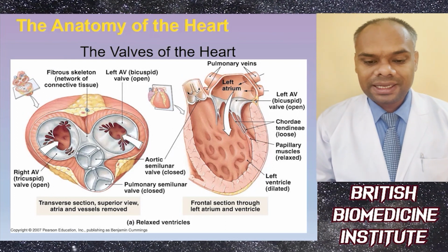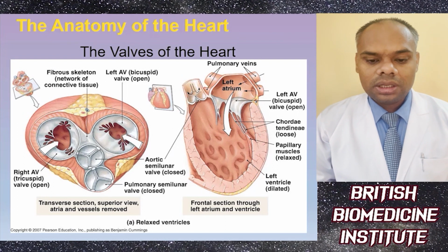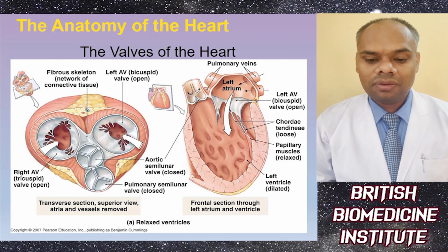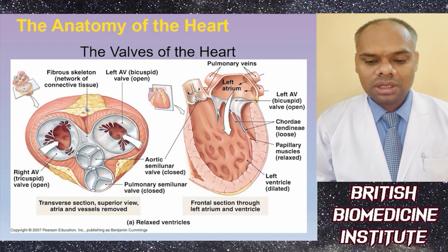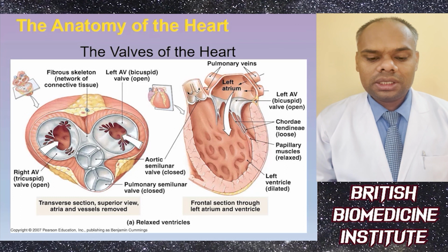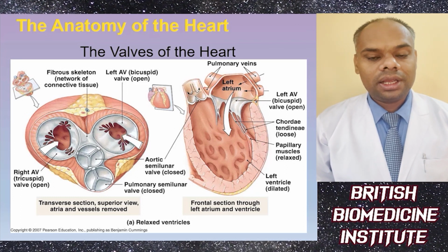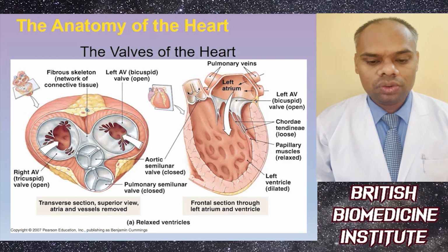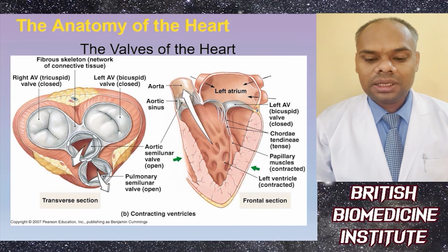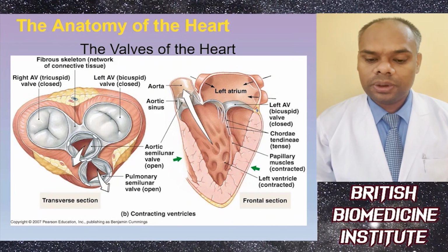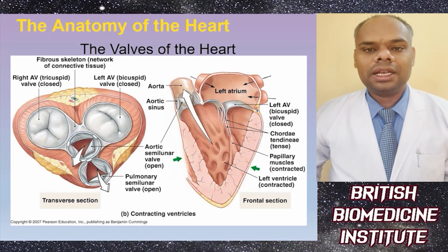So this is a relaxed ventricle, where the right tricuspid valve is open, the aortic semilunar valve is closed, and the pulmonary semilunar valve is closed. This is the contracting ventricle, where the right AV or tricuspid valve gets closed, the left AV bicuspid valve is closed, and the pulmonary semilunar valve is open in the contracting ventricles.